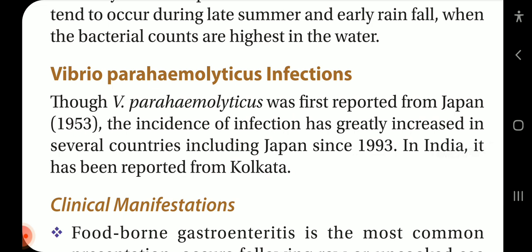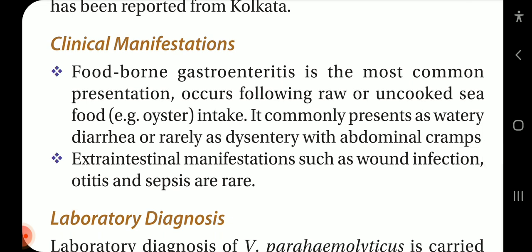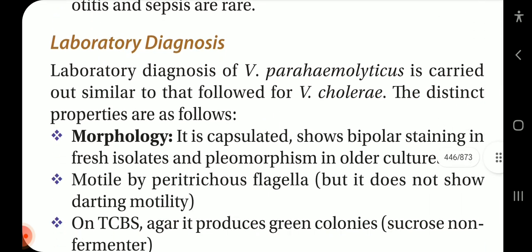Vibrio parahaemolyticus infections. Though Vibrio parahaemolyticus was first reported from Japan in 1953, the incidence of infection has greatly increased in several countries including Japan since 1993. In India, it has been reported from Kolkata. Clinical manifestation: foodborne gastroenteritis is the most common presentation, occurring following raw or uncooked seafood, for example oyster intake. It commonly presents as watery diarrhea or rarely as dysentery with abdominal cramps. Extraintestinal manifestations such as wound infection, otitis, and sepsis are rare.